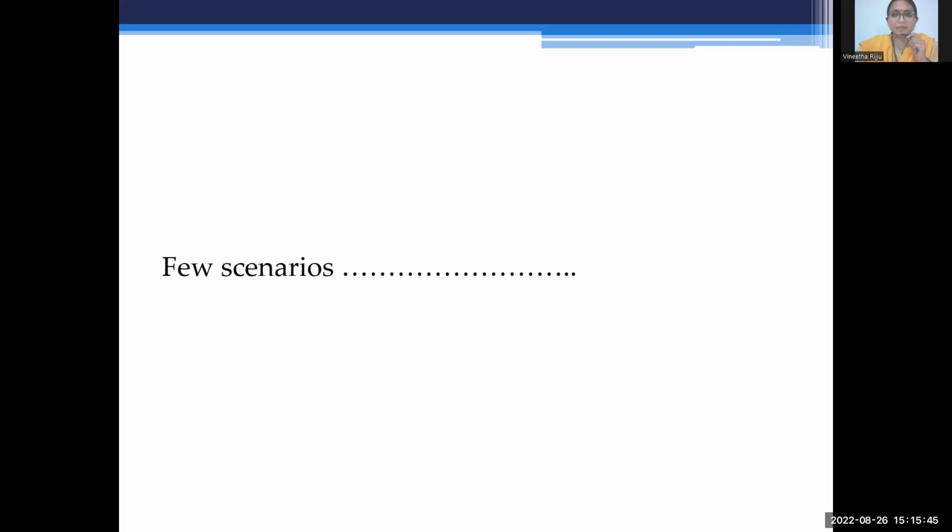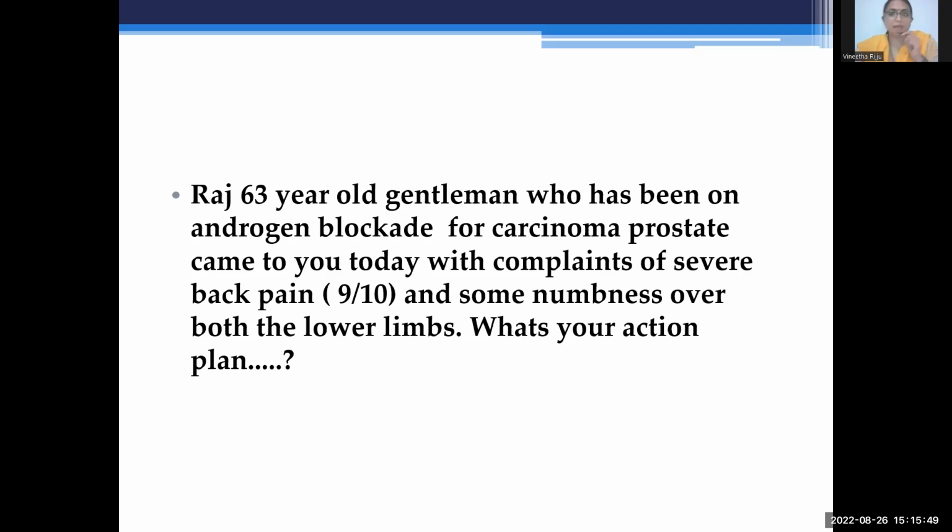So let's go through a few scenarios and get into our topics for today. Raj, a 63-year-old gentleman who has been on androgen blockade for carcinoma prostate, has come to you today with complaints of severe back pain with a pain score of 9 on 10. He's also saying that there is numbness over his lower limbs. What is your action plan? Yes, so what do you think it is? You can use the chat box.